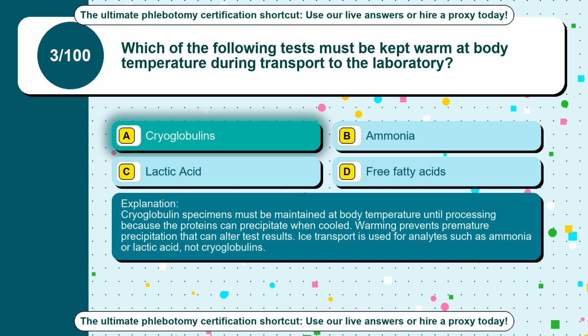Cryoglobulin specimens must be maintained at body temperature until processing because the proteins can precipitate when cooled. Warming prevents premature precipitation that can alter test results. Ice transport is used for analytes such as ammonia or lactic acid, not cryoglobulins.